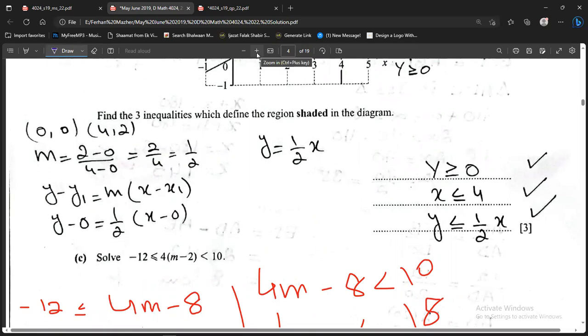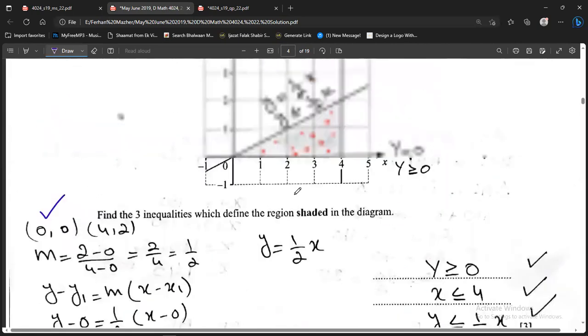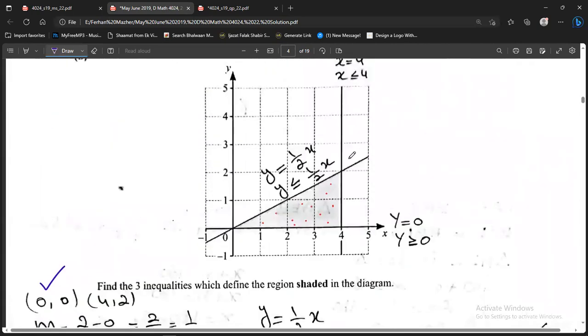x1 and y1 are the coordinates of, let's say, this point. You can also take this point, and the m is the gradient. So just put these values here. So y minus 0 is equal to 1 by 2 into x minus 0. So you will have y equals 1 by 2x. Okay. So now I know the equation of this line.